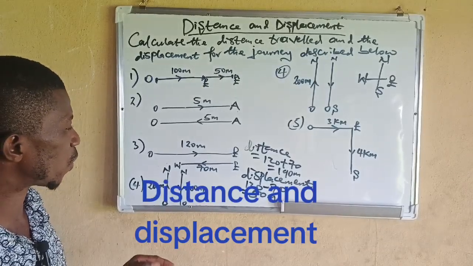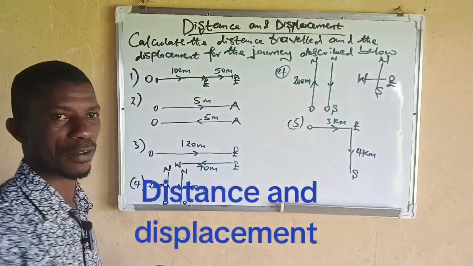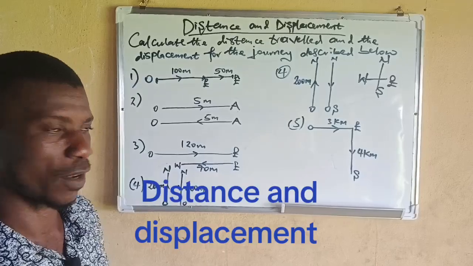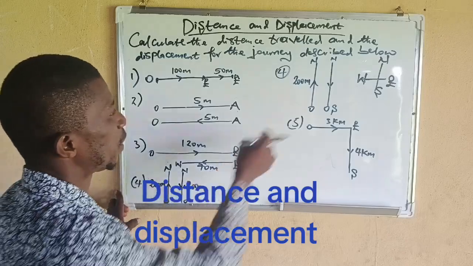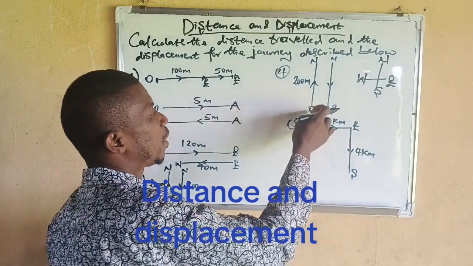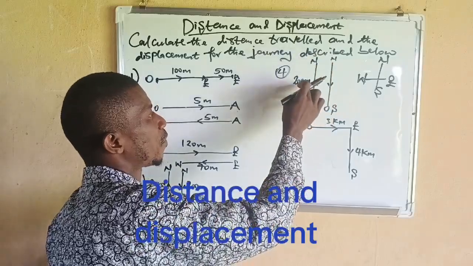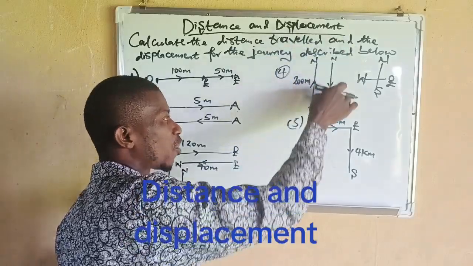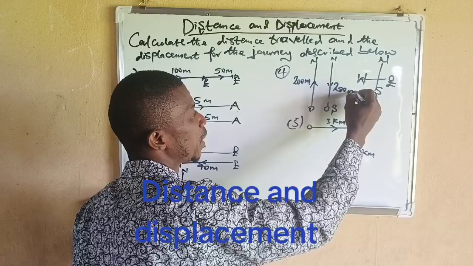Now let us discuss number 4. Okay, let's see number 4. I hope we are getting it well. For number 4, which is also the same thing as this, I have a body that moves from this point towards the north with a distance of 200 meters and returns to the same point with also 200 meters.